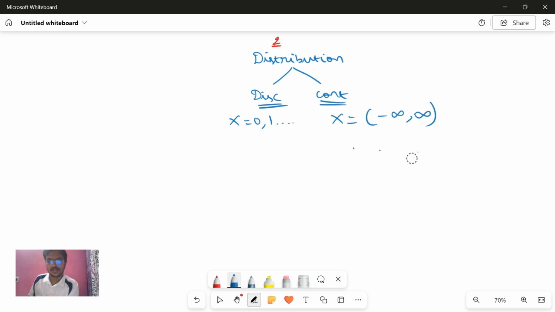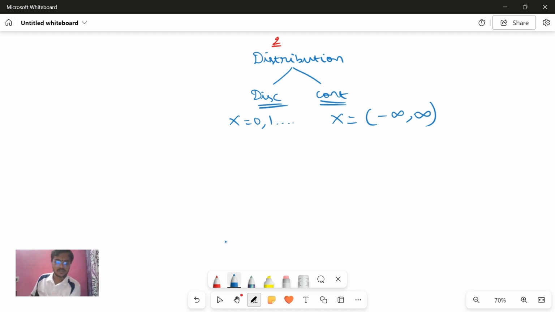When you speak of discrete, you have binomial, Poisson, geometric, negative binomial, etc. When you talk of continuous, you have normal, uniform, etc. The important point here is that all these distributions are generalized distributions. So in a real-life problem, you have to think of which distribution to apply. First you have to identify if it is discrete or continuous, and then think about whether it follows a binomial distribution or a Poisson distribution, like that.